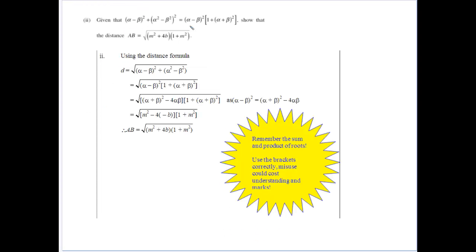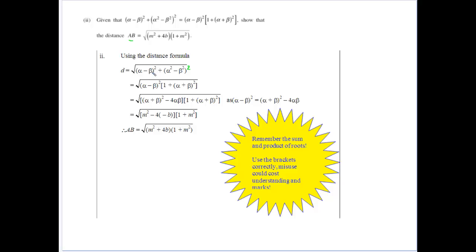Next one, we're given this algebraic expression, which is good because you don't have to play around and manipulate from there to there, which means that we're going to use it in the question. And what we want to do is show the distance of AB. Well, we know A was alpha, alpha squared, B was beta, beta squared, so we apply the distance formula on those two. So that should have a squared there, because it's alpha minus beta all squared, and alpha squared minus beta squared all squared.